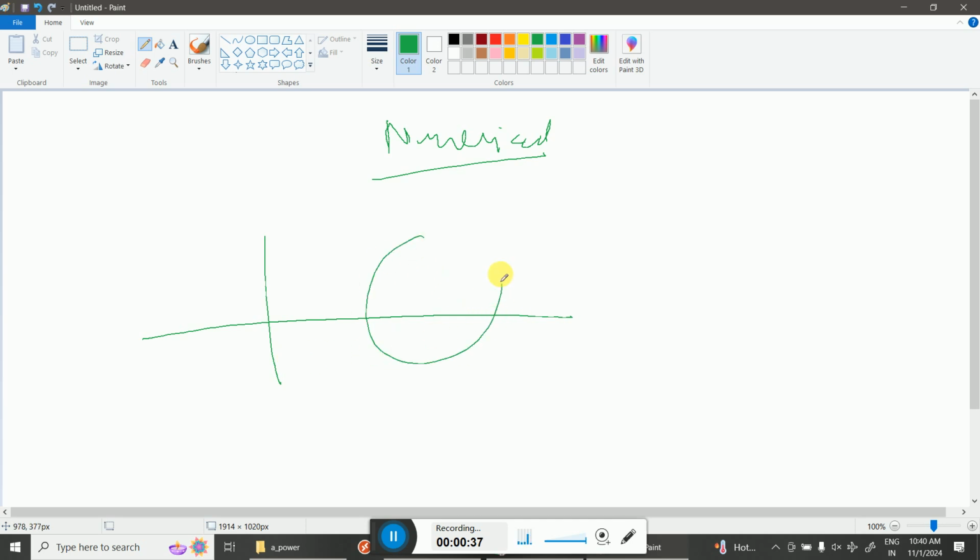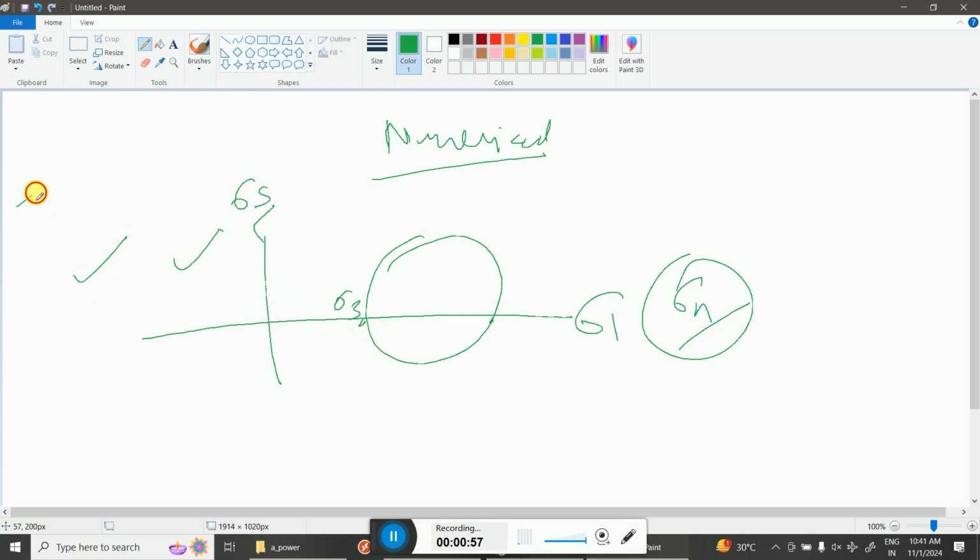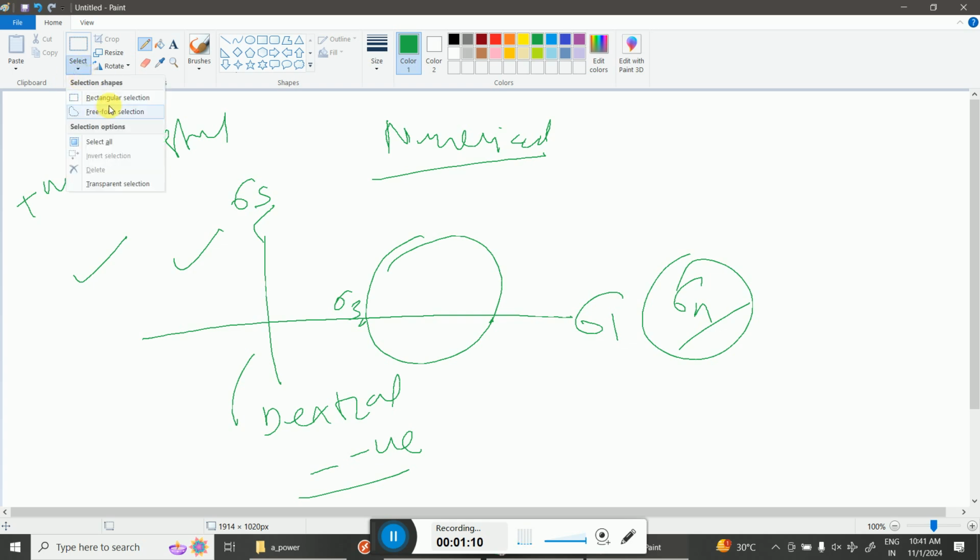This is your Mohr circle. This is your sigma 1, this is your sigma 3, and this axis is your sigma s, the shear stress. This is your normal stress. The upper portion is called positive, and that is called the sinistral, and the lower portion is called the dextral, and this is negative. Now we will try to do a numerical on this.